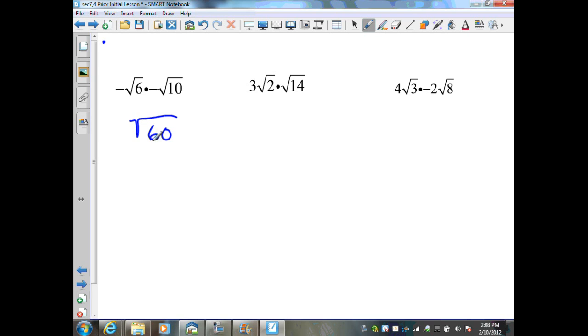Then I simplify this value by breaking that into two factors, one being a perfect square. That'll be 4 times 15. 4 times 15 is 60. The square root of 4 is 2. And 15 stays inside. 2 square roots of 15.